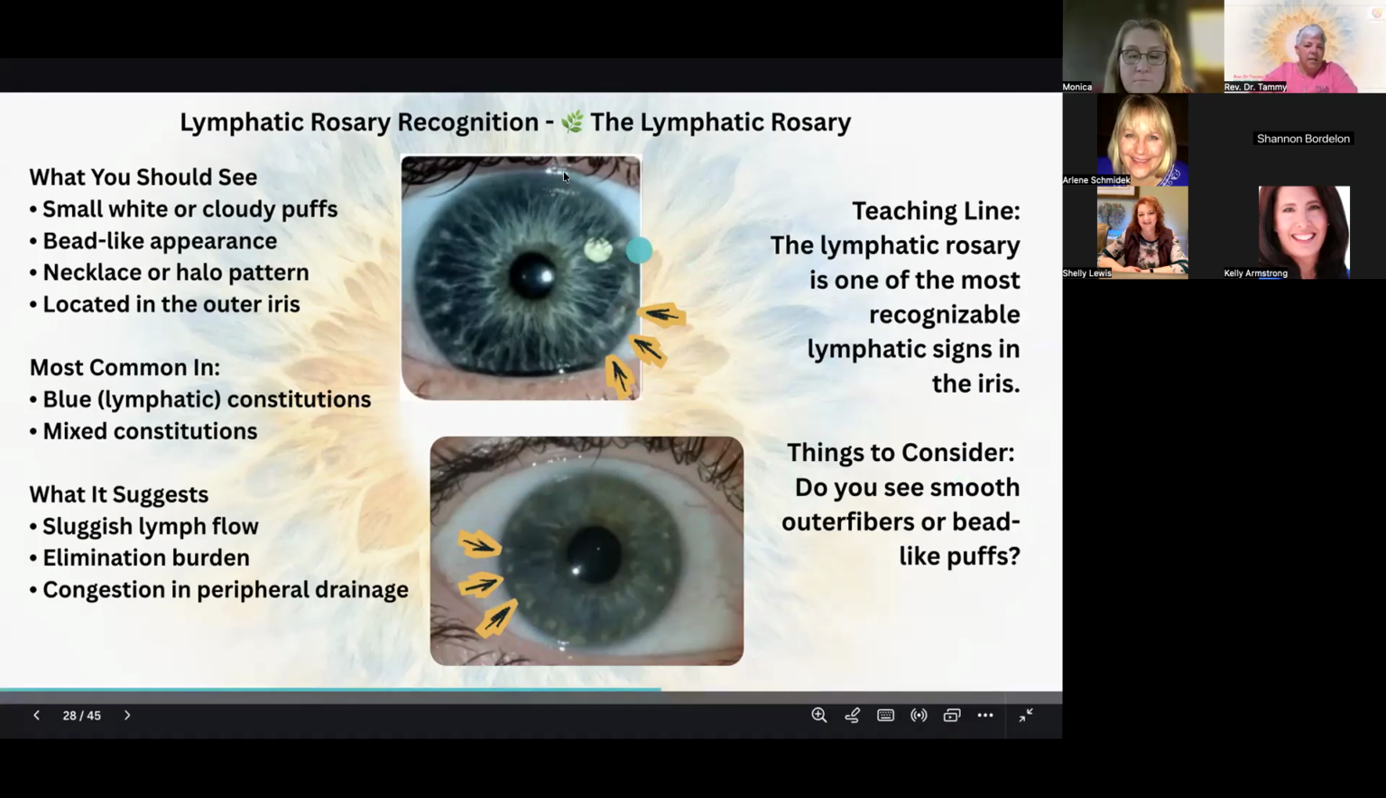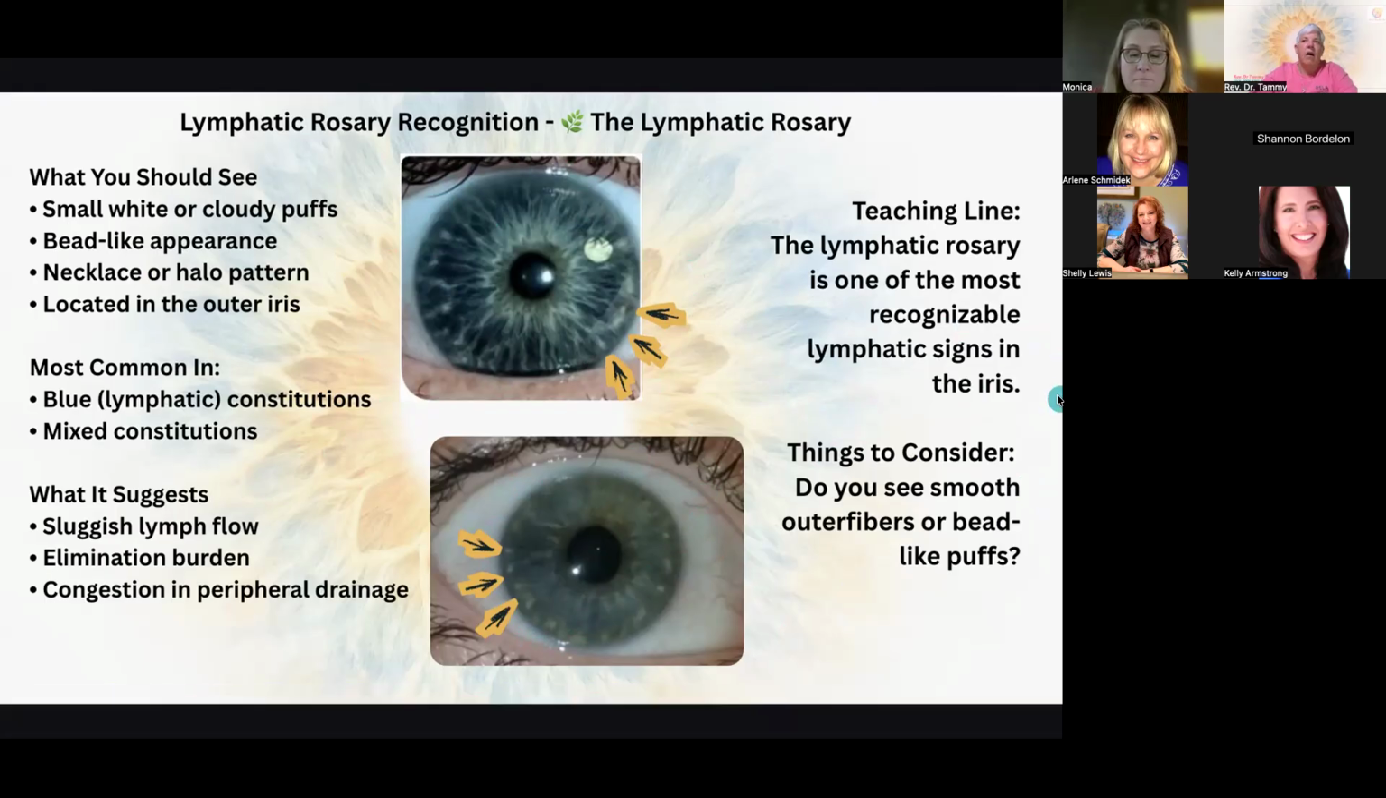My husband's got a lymphatic rosary. And honestly, the people that have a lot of lymphatic rosaries are the ones that also have the cottage cheese on their legs or on their butts. They hold a lot of lymph.